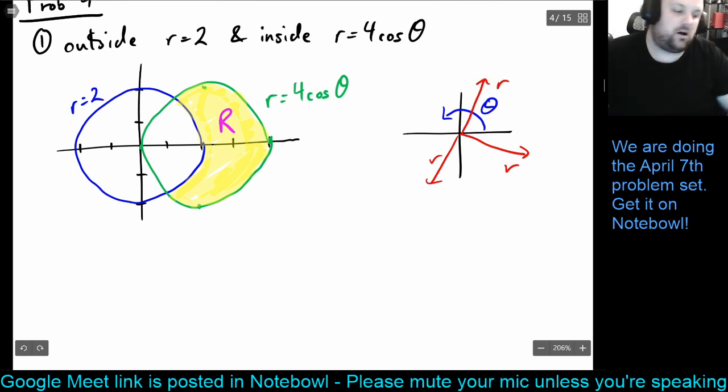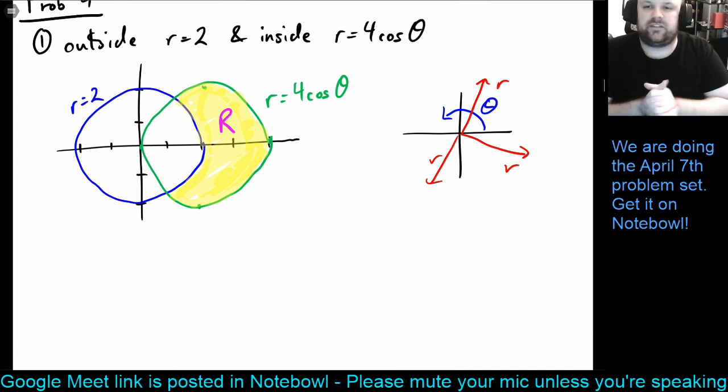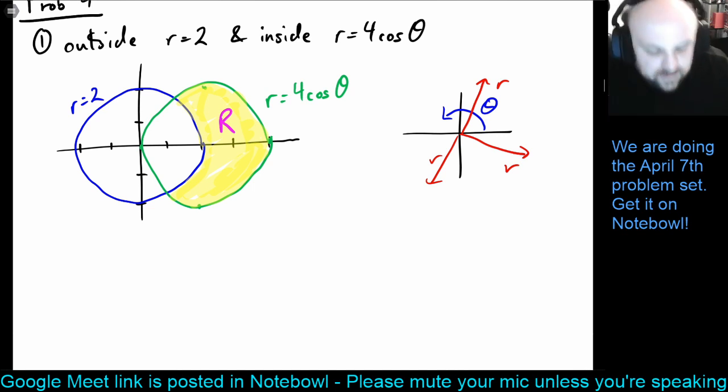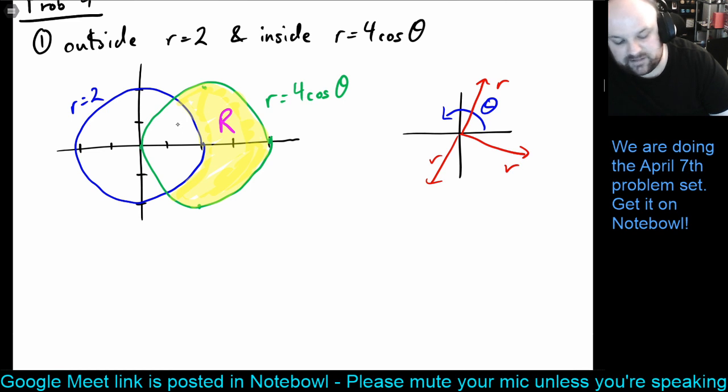Right? So R, you should really think of R as emanating from the origin and expanding outward. So to imagine how to set this up, we fix a few theta values. When we fix a theta value, we draw a ray going out, and then we want to see where that ray hits first and where it hits last.